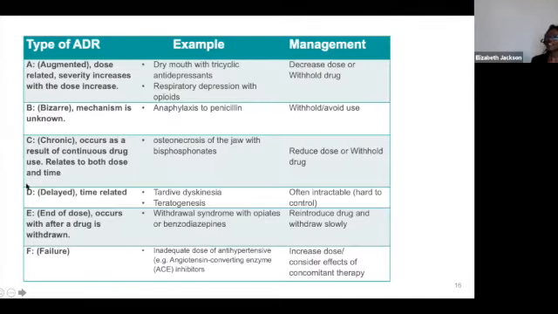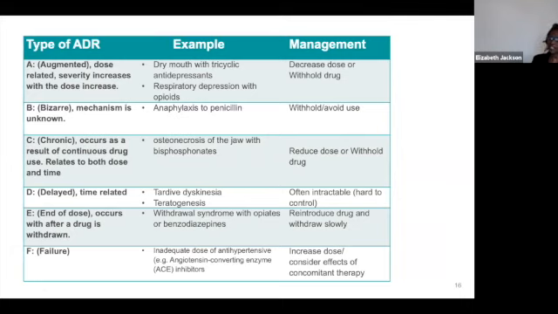Type A would be a type of ADR that's dose-related. The severity increases with a dose increase. An example would be if you were to give a patient, let's say, amitriptyline, which is a tricyclic antidepressant, and the way to manage that would be either you decrease the dose or you withdraw the drug.